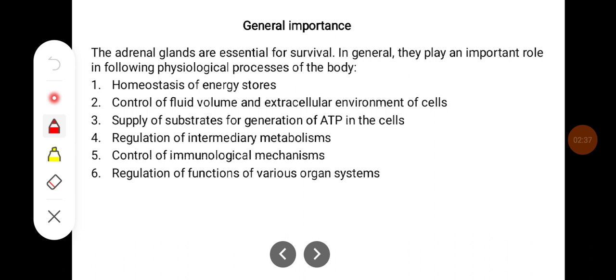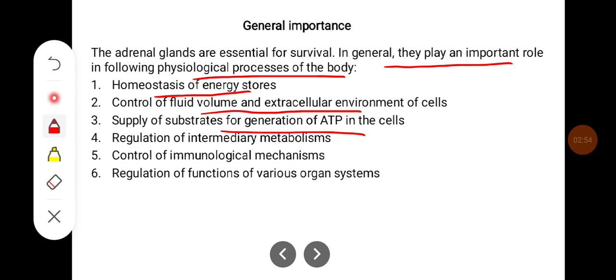The adrenal gland is essential for survival in general. They play important roles in the following physiological processes of the body. They're important for homeostasis of energy stores, control the fluid volume and extracellular environment of cells, supply the substrate for generation of ATP in the cells, regulation of intermediary metabolisms, and control immunological mechanisms, and they're important for regulation of functions of various organ systems.